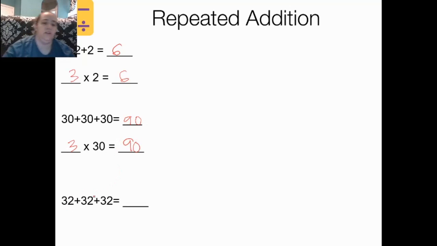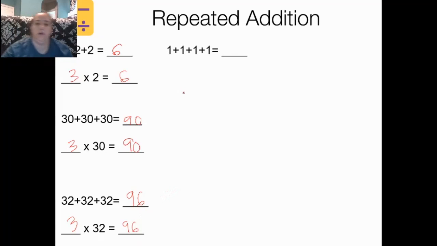Then we have 32 plus 32 plus 32. So if you'll notice, we're just combining these again. So we know that 2 plus 2 plus 2 equals 6. And then 30 plus 30 plus 30 equals 90. So that's going to give us 96. So when we rewrite this, we have 1, 2, 3. 3 times 32 will give us 96.